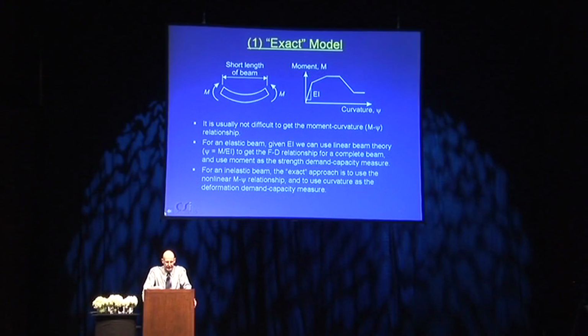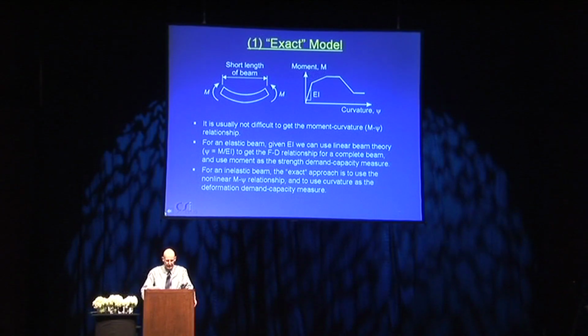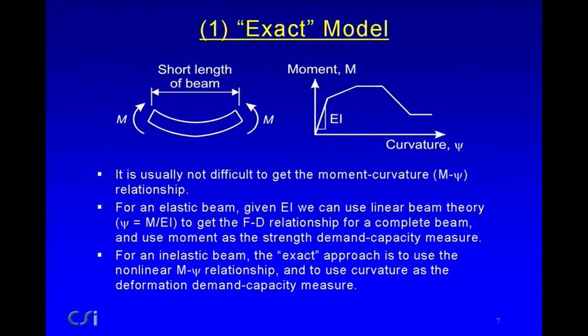So it's usually not difficult to get the moment curvature, the MC relationship. Now, if you have an elastic beam, the rest is pretty easy. For an elastic beam, all you're interested in is this EI value here. The rest doesn't matter. It just goes on forever if it's elastic. So for an elastic beam, if you're given EI, you can use linear beam theory, which is just curvature is M over EI, and you can get the force deformation relationship for the complete beam, and you can use bending moment, usually at the ends, as the demand capacity measure. Very simple.